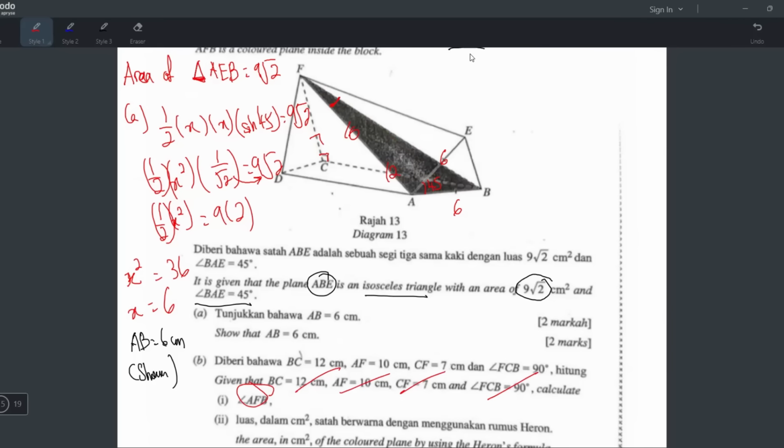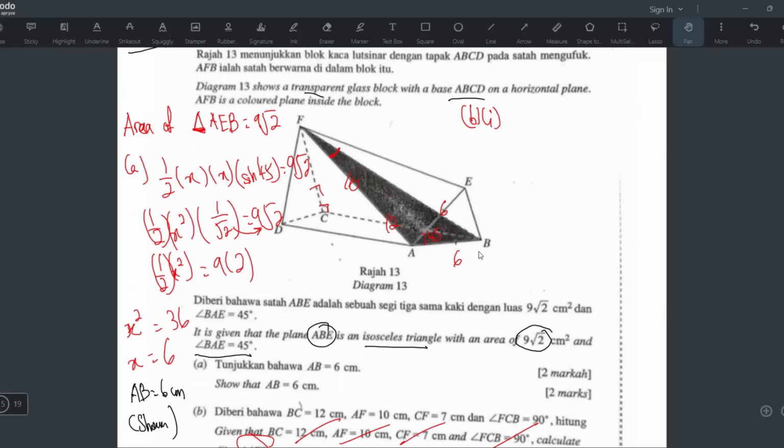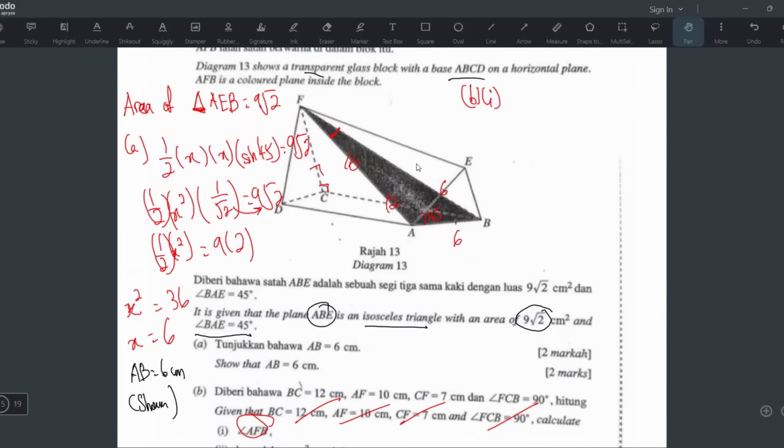Alright, for 3D diagrams, students always struggle with it because there are so many triangles, right? There are so many triangles there, and we don't know which triangle to use. So we have to read the question carefully. So this one they want to find angle AFB. So definitely we will be using this triangle to solve. Okay, to solve. But how do you find this angle?